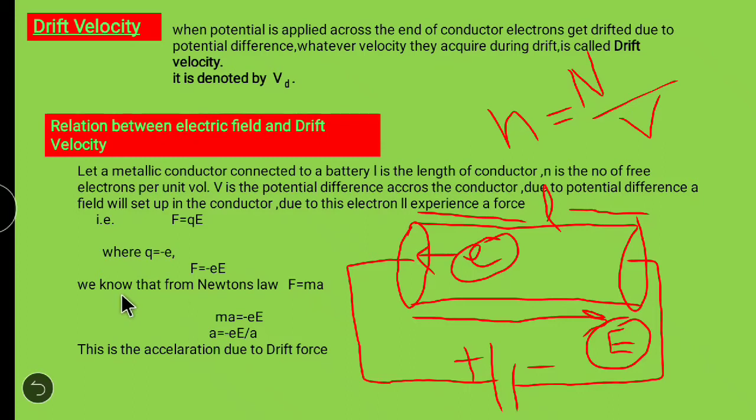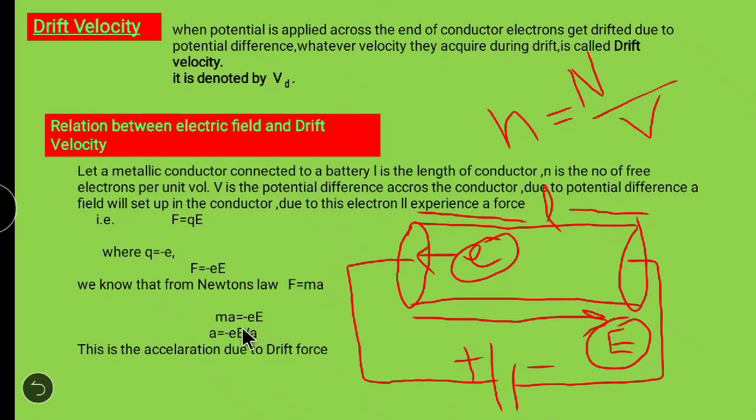So what will be the force? F is equal to minus small e into capital E. And we know from Newton's law, F is equal to ma, mass into acceleration. This is the second law of Newton. So these two formulas will be the same because the force is the same. ma is equal to minus small e into capital E.